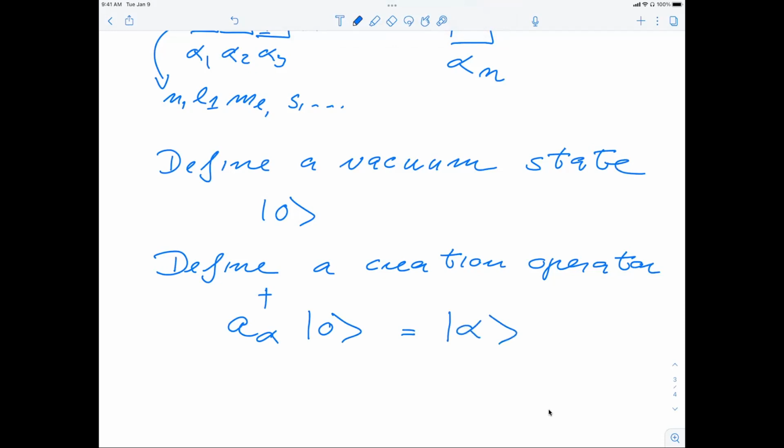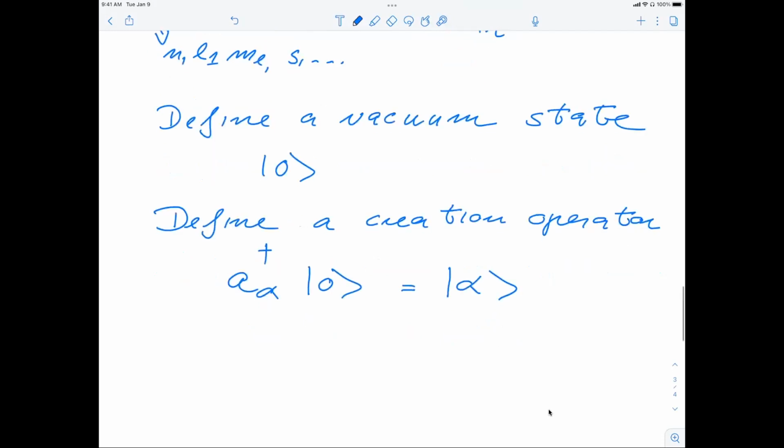So these are just notations which I'm going to introduce. That means that we now have created a state which has one particle in the slot with quantum numbers pointed by this number alpha. Okay? So these are just definitions here.